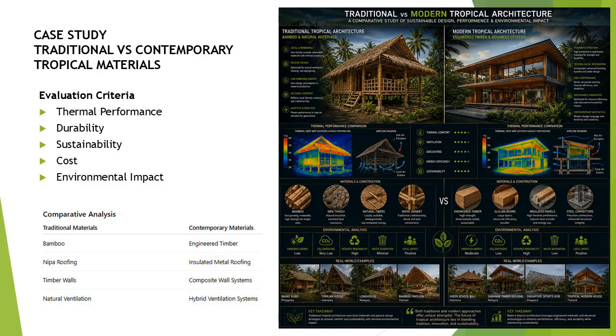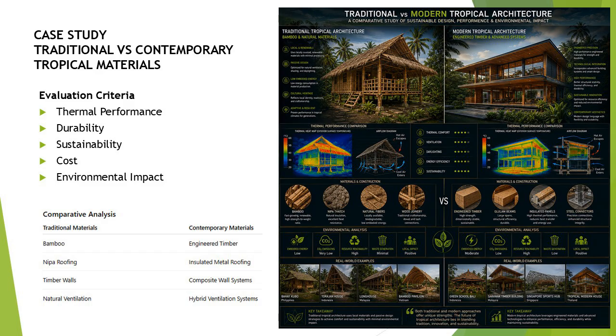However, traditional materials may also present challenges like durability concerns, maintenance requirements, and code compliance issues. Contemporary materials offer different advantages. Engineered timber products provide improved structural performance. Advanced insulation systems improve thermal comfort. Composite wall systems offer enhanced durability.